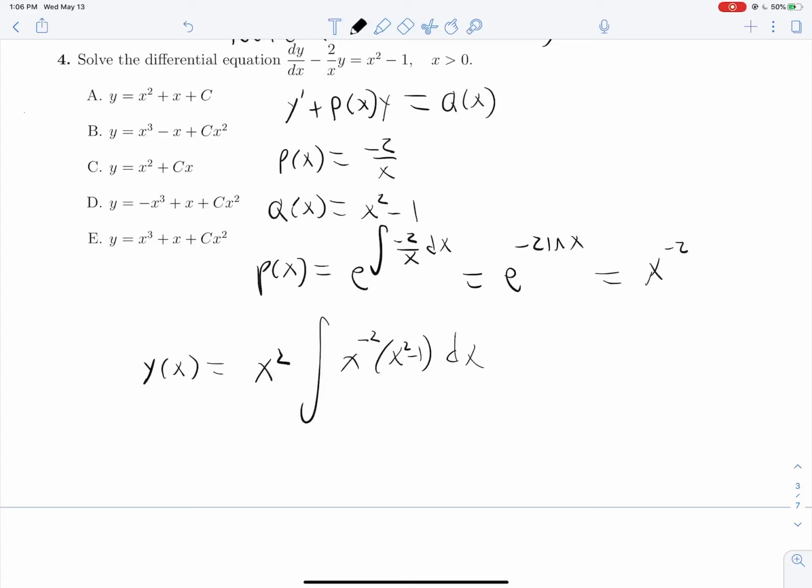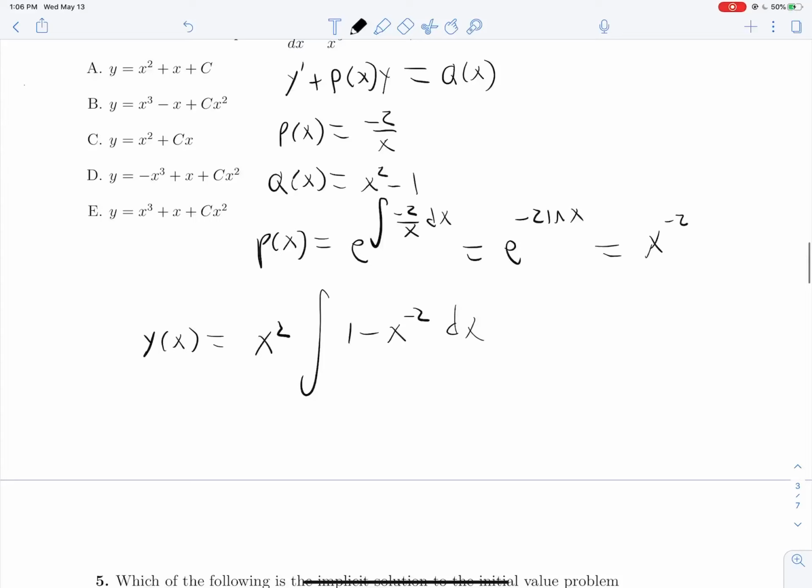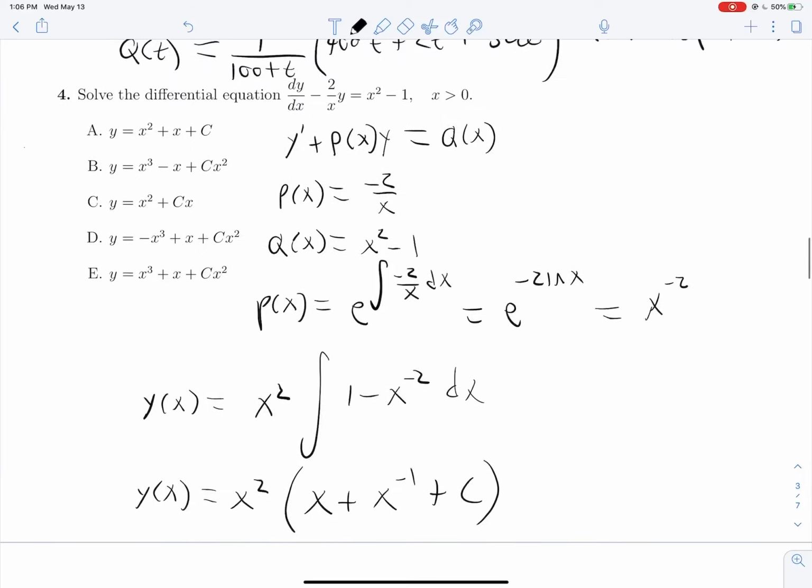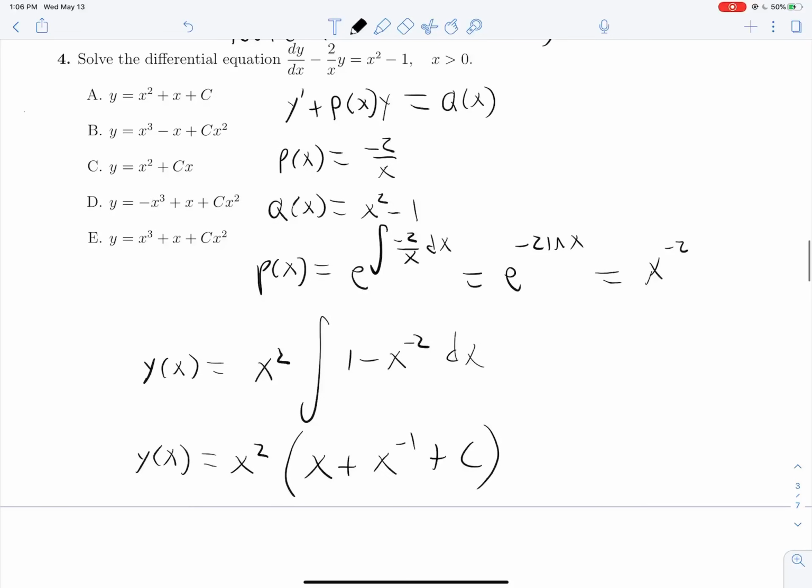We can rewrite this in here as 1 minus x to the negative second power, and we are ready to integrate. This will give us y of x is equal to x squared multiplied by x plus x to the negative first power plus c. That does work out, right? Yep, that looks good to me. Okay, are we given an initial condition? No, we are just solving for y of x. So if we distribute that x squared, we should end up with one of these answer choices. And it looks like E matches that perfectly. So 4 is E.